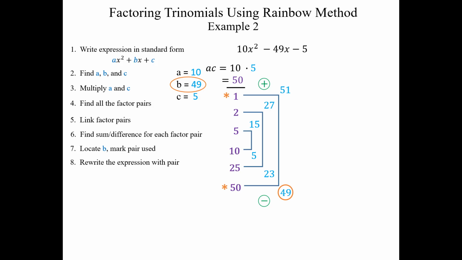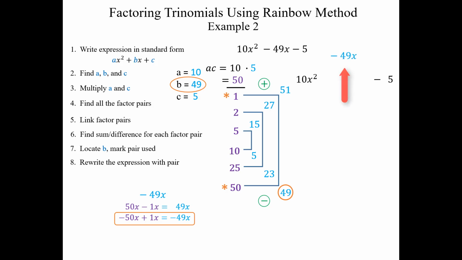So let's rewrite the expression with this pair. We'll write the first term, leave some space, and then write the last term. And that's where we're going to fill in our pair. So we're trying to express a minus 49x with the 1 and the 50. So for like terms, we would have a 50x minus 1x, but that would give us a positive 49x. That's not what we need. We need a negative 49x. So we have a minus 50x plus a 1x. That sum will give us a minus 49x, so that's the pair that we need to use.